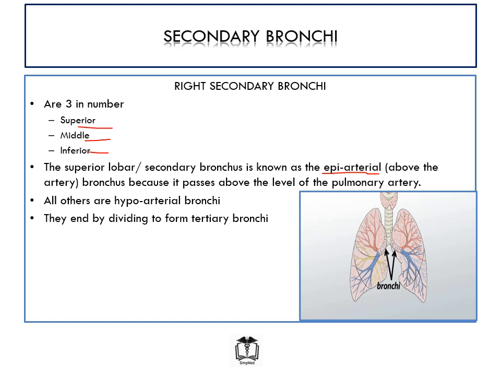The rest of the secondary bronchi on the right side, the middle and the inferior, are known as the hypoarterial bronchi because they're found inferior to the pulmonary artery. All of these bronchi would eventually divide to form the tertiary or segmental bronchi, which we'll talk about very soon.